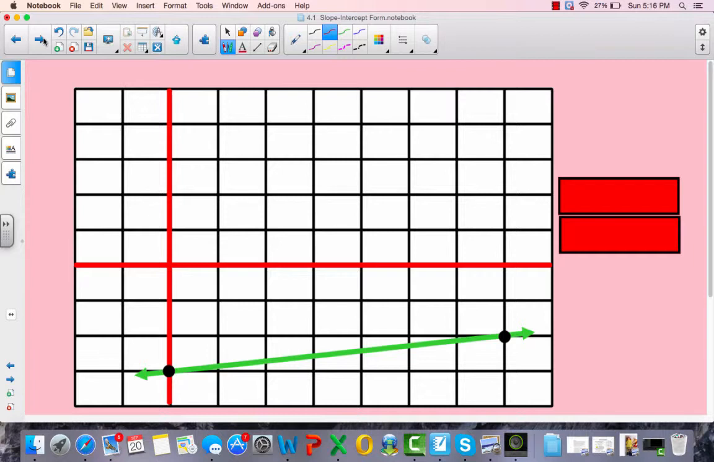Okay, let's do another one. Now, let's do it the first way by counting. What we'll do is we'll start here. We'll go up 1. That's 1, 2, 3, 4, 5, 6, 7 to the right. So we went up 1 and 7 to the right.